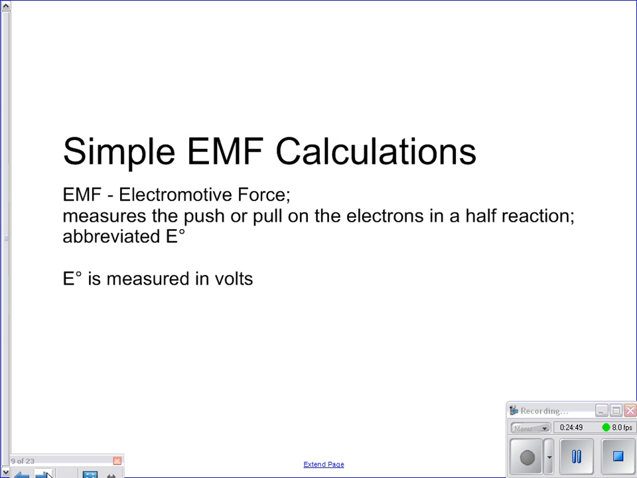Okay, that now takes us to the second part of this, and this is calculating EMF, which stands for electromotive force. And really, when we talk about electromotive force, another term that we could use is voltage. Voltage. And really all this does is measure the push or the pull on the electrons within that half reaction. So it's going to give us a feel for the energy that's going to be involved in this reaction. And it's going to be measured in volts.